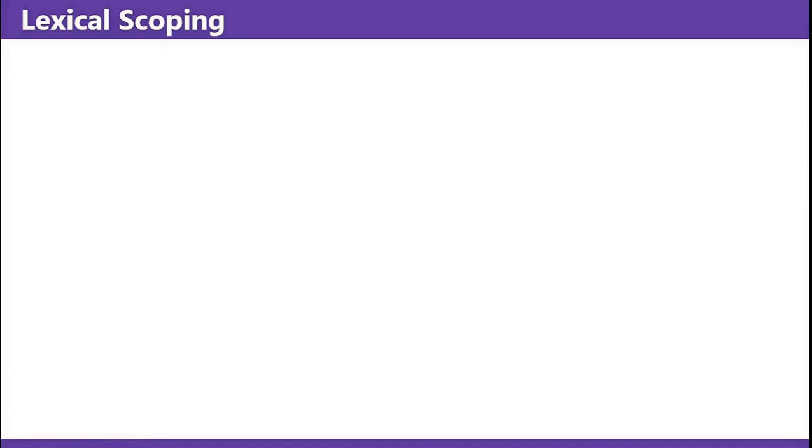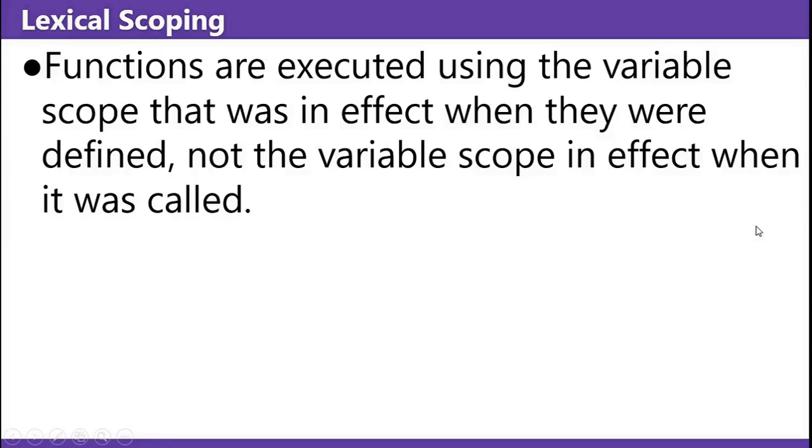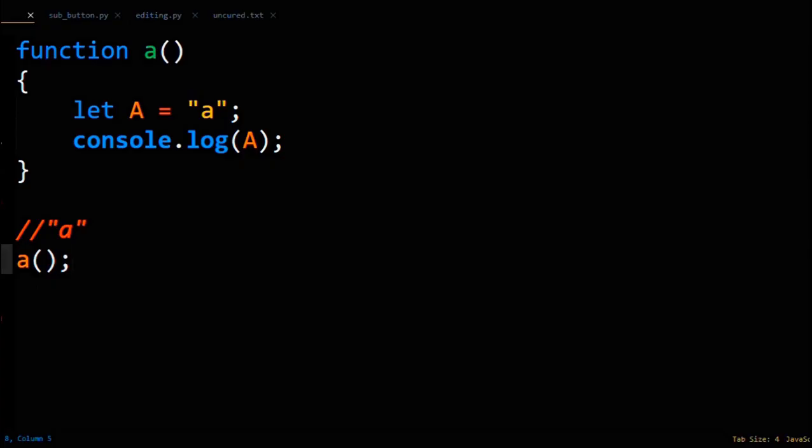To start to get interesting, we have to introduce the term lexical scoping. With regards to functions in JavaScript, lexical scoping means that functions are executed using the variable scope that was in effect when it was defined, not the variable scope in effect when it was called. This is the simplest possible example to explain what that definition just meant.